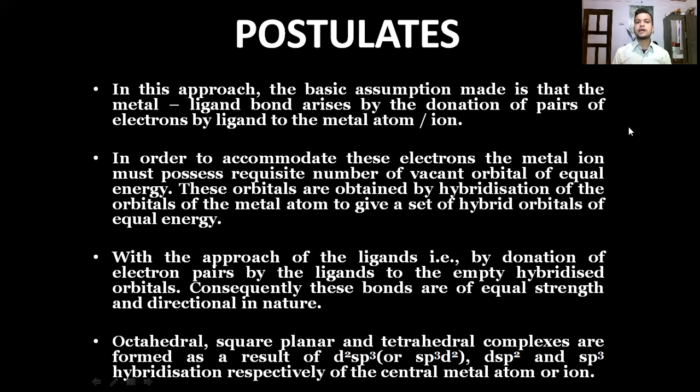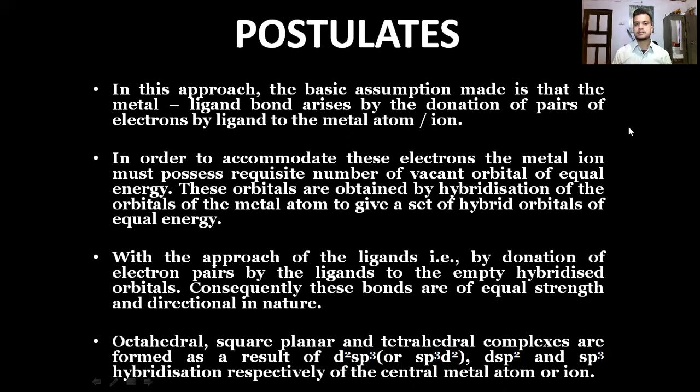Now the question is, what kind of hybridization gives what kind of structure? Whenever we talk about octahedral, always remember that there are 2 types of hybridization, d2sp3 or sp3d2. We'll be coming to a detailed understanding of this hybridization in examples. For square planar, it is dsp2 hybridization, and whenever we say tetrahedral, it is sp3 hybridization.